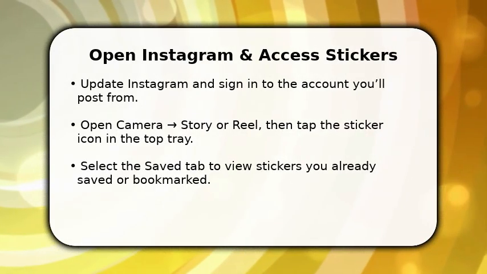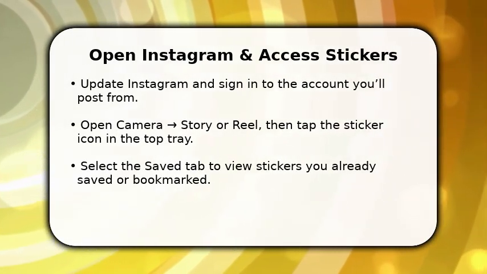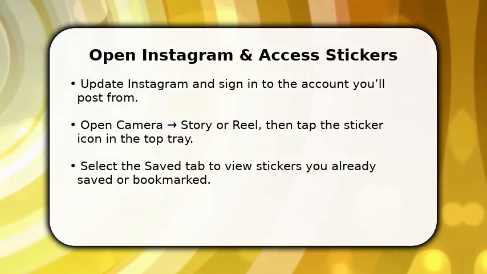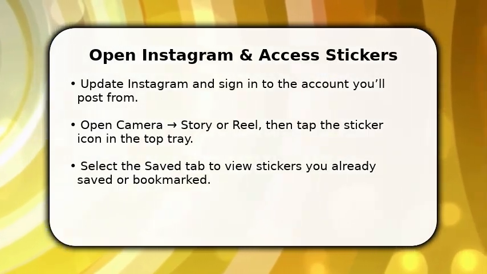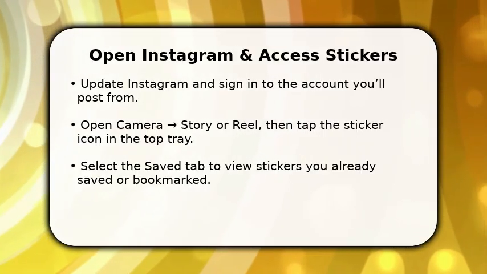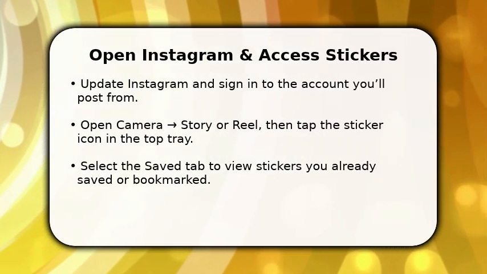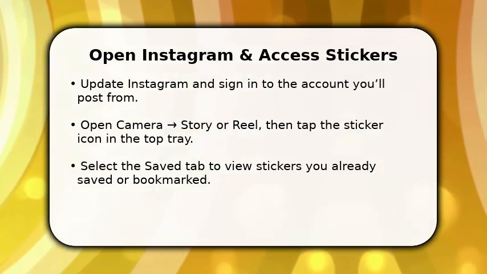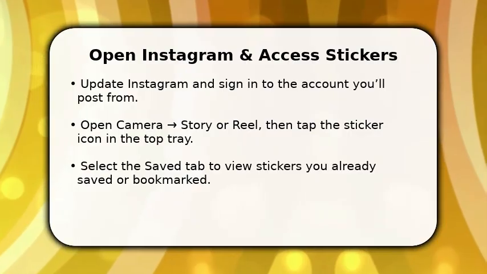You're ready, make sure the app is updated and you're logged in. Open the Instagram camera and choose Story or Reel, then tap the square sticker icon. Once there, switch to the Save tab. This shows stickers you saved earlier so you can reuse them quickly. You're doing this to keep branding and style consistent. Saved stickers save time and preserve assets.